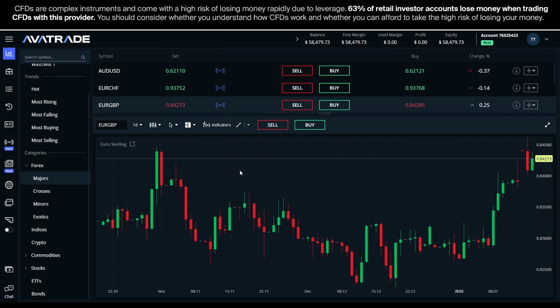Both the PPI data, which is the producer price index, and also the CPI data, the consumer price index, show signs that inflation is under control quite a bit more. And that leads to optimism for a couple different reasons.